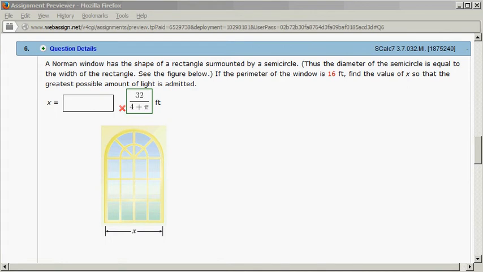Okay, let's look at homework 3.7, problem number 6. We have a Norman window, and the base is x, and the perimeter is limited to 16 feet. We want to find the biggest possible window we can create. All right, so let's do that.